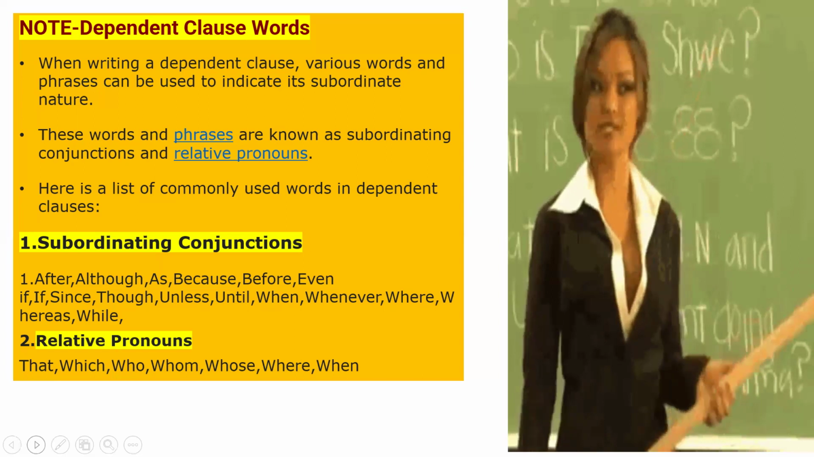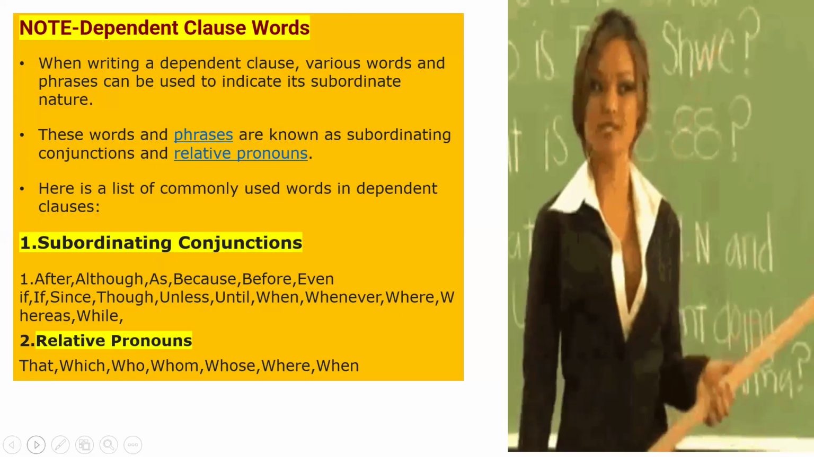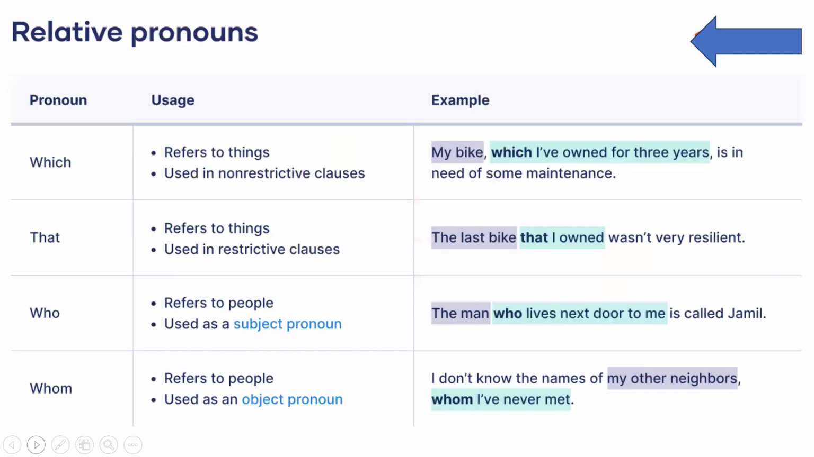So relative pronouns, commas, and subordinative conjunctions are very important points that should be noted. Dependent clauses use subordinative conjunctions, relative pronouns, and commas. Sometimes, not always, they use commas. These are the lists of subordinative conjunctions: comparison, time, concession, reason, condition, place, manner, and also relative pronouns and relative adjectives. These make the sentence a subordinative clause, meaning a dependent clause. These are relative pronouns: which, that, who, whom.